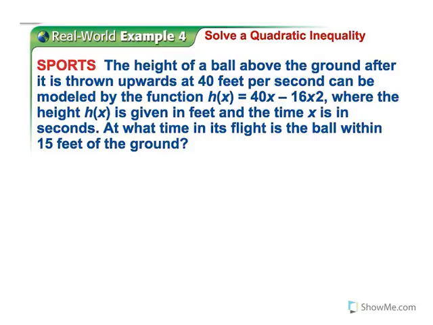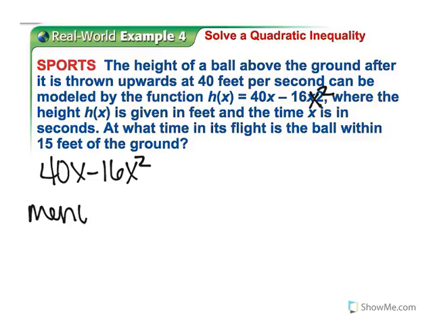Alright, example 4 says the height of the ball above the ground after it is thrown upwards at 40 feet per second can be modeled by the function h of x is equal to 40x minus 16x squared, where the height h of x is given in feet and the time x is in seconds. At what time in its flight is the ball within 15 feet of the ground? Alright, so on this you can actually graph this in your calculator. What you'll plug in is the 40x minus 16x squared. And what you need to do is you need to find your roots first. And the way you can do that is you can go to Menu, go to number 6, Analyze Graph.